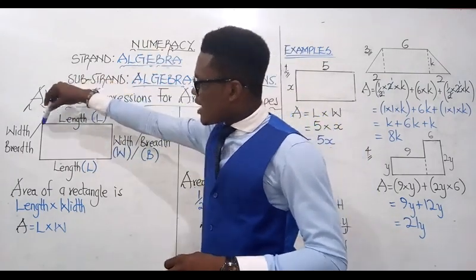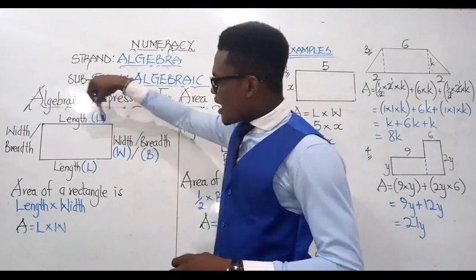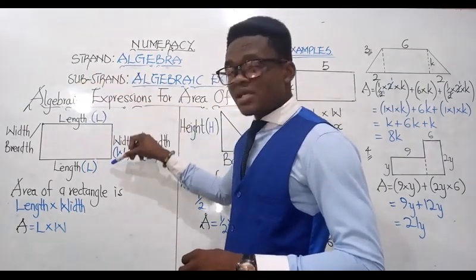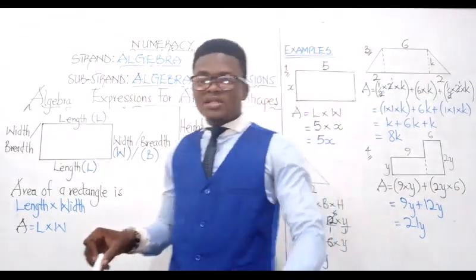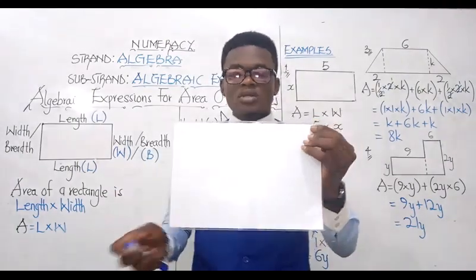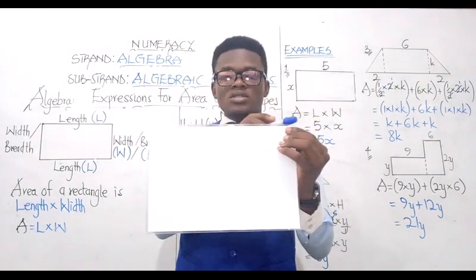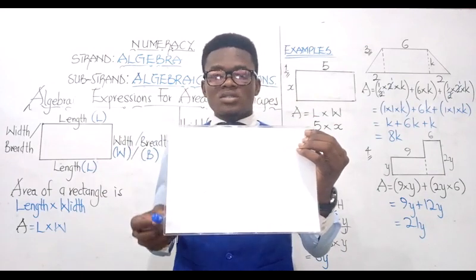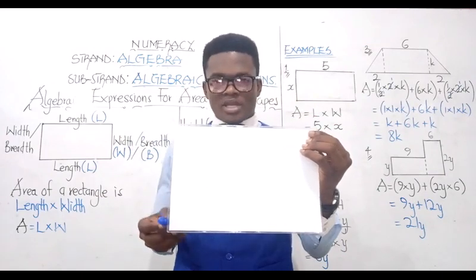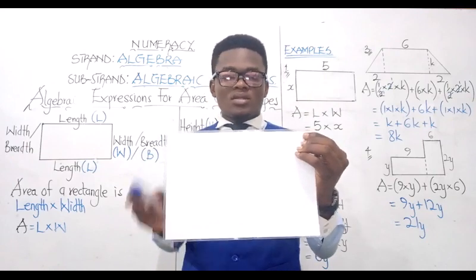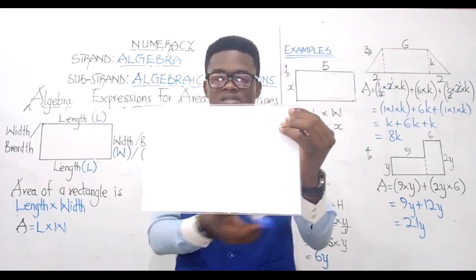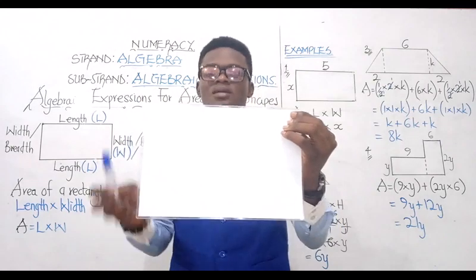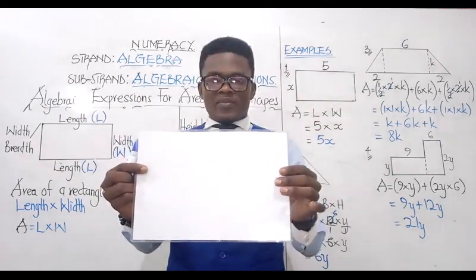Okay, so the longer part is what? The length, and then the shorter part is the width. So when you take this one, for instance, a rectangle, the longer part is called the length, and the shorter part is called the width or the breadth. The longer part here is the same as here, and here the same as here. I believe you are clear with it.